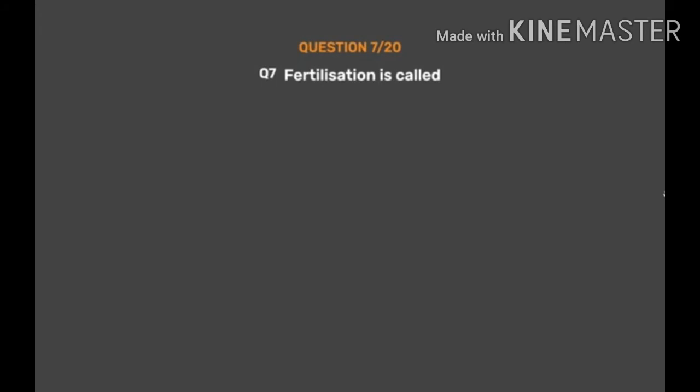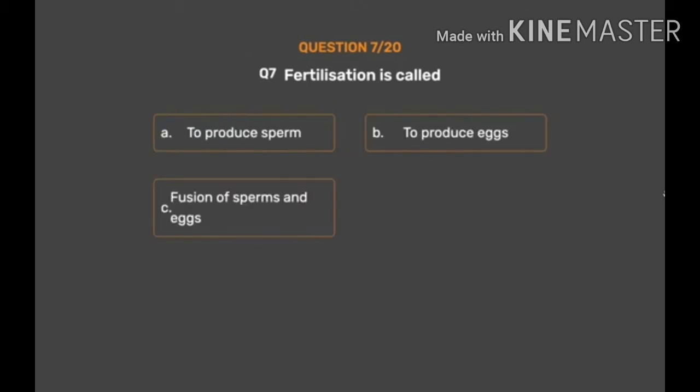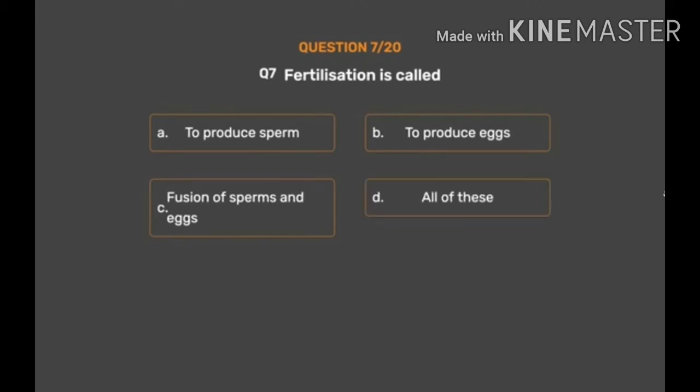Question number 7. Fertilization is called option A, to produce sperm. Option B, to produce eggs. Option C, fusion of sperms and eggs. Option D, all of these.